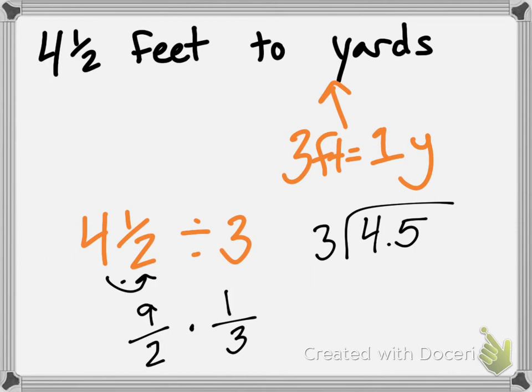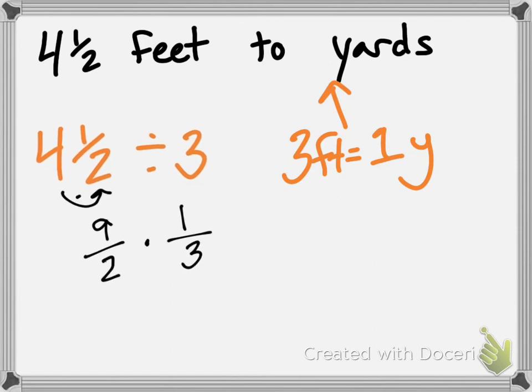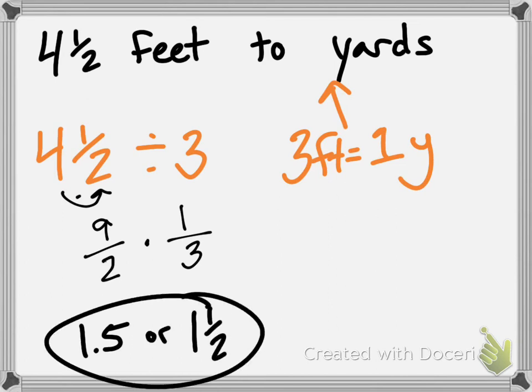So let's see. Lennox, what did you get as your answer? I got 1.5 or 1 1/2. Perfect. He's correct. He got 1.5 or 1 1/2. The ways we could do it: we could cross cancel here. 9 and 3 are both divisible by 3. We get 3 and 1. I multiply across. I get my 3 halves. And I make it into a mixed number, which is 1 1/2.